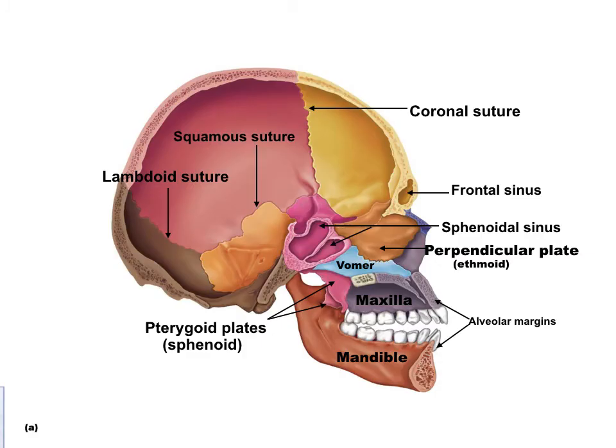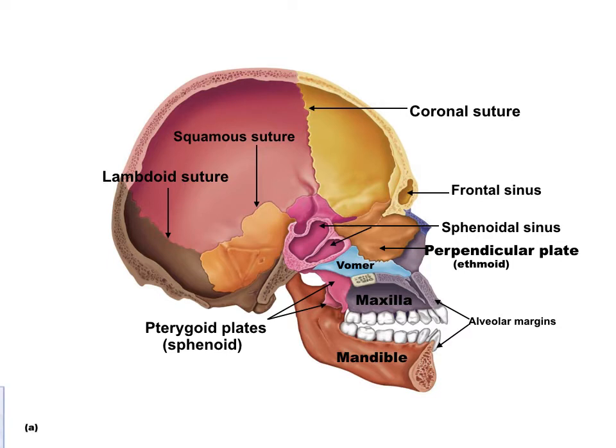In a mid-sagittal section, you could again see the sutures. In addition to that, sinuses, which are simply cavities in the bones, frontal and sphenoid are visible here. And again, you see the nasal septum, perpendicular plate, plus the vomer bone.